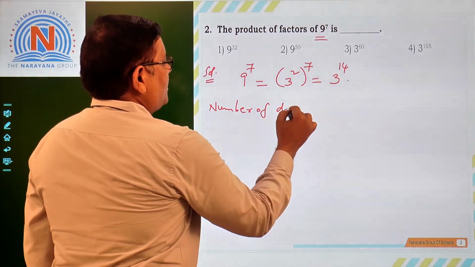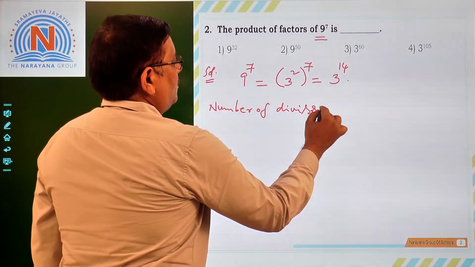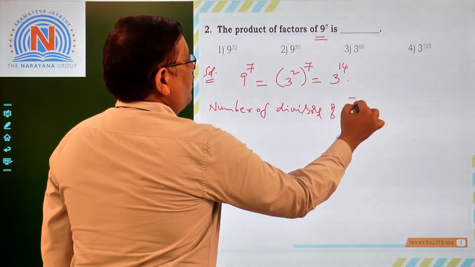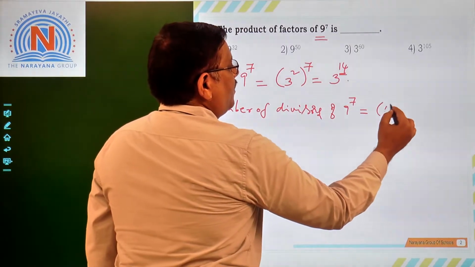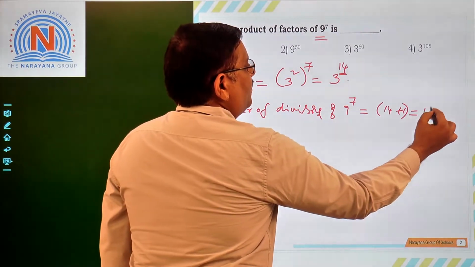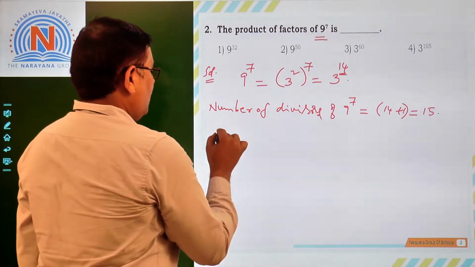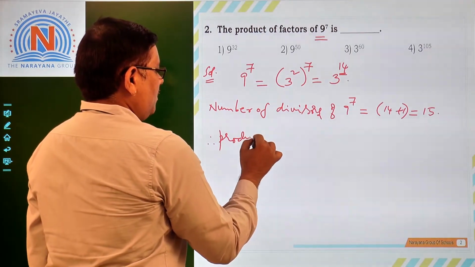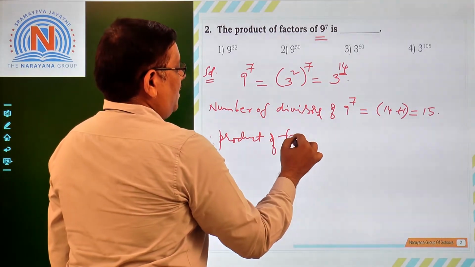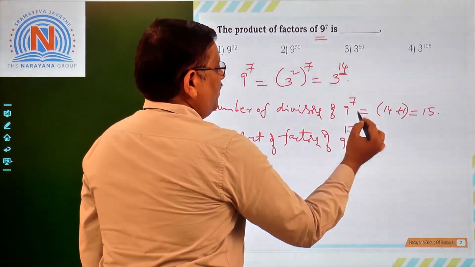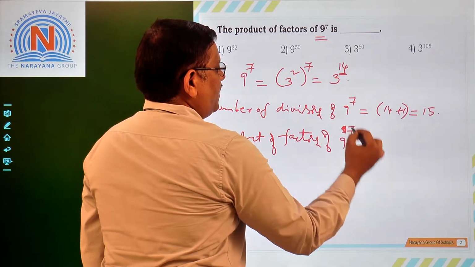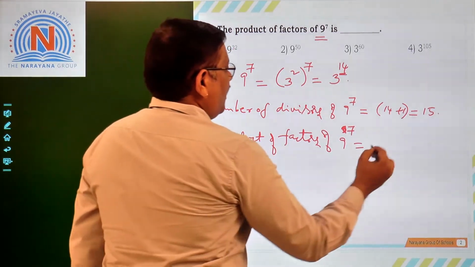The number of divisors of 9 power 7 is equal to, how much is that? 14 plus 1, that is 15. Therefore, the product of factors of 9 power 7 is equal to 9 power 7 whole to the power of d.